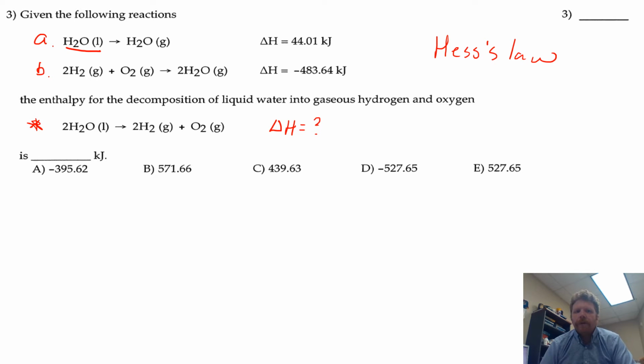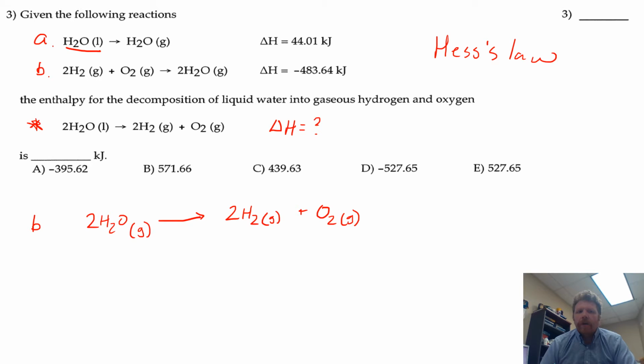All that we're going to need to do is take this reaction B and rewrite it. We're going to rewrite it with 2H2O gas decomposing into 2H2 gas plus O2 gas. The reason that you're able to do that, and the reason that we want to do that, is because we looked at the phases.